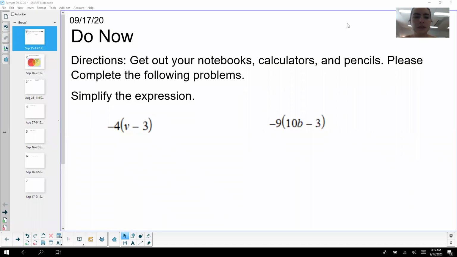All right, guys, we're going to go ahead and get started. So today's do now. We're actually going to talk about something different today. What we've been doing the past few days is reviewing one and two step equation solving.